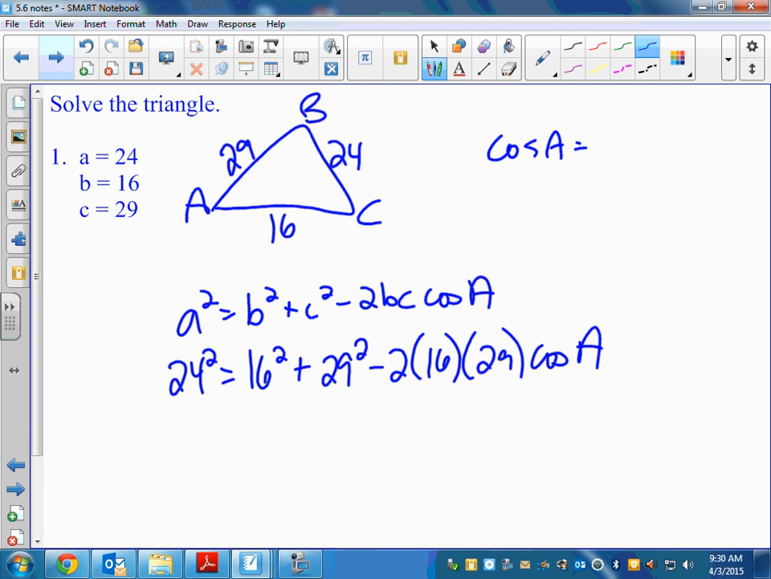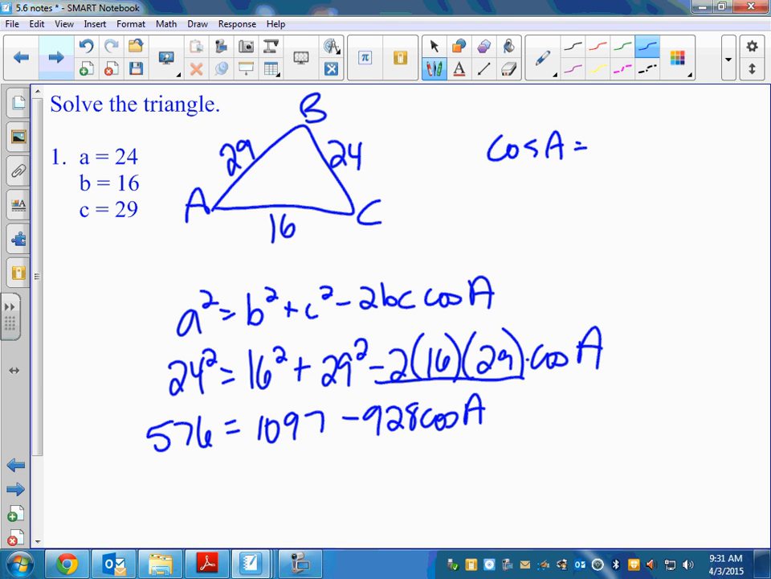So be careful with your math here, okay? This is multiplied by cosine of A, which means you can't just type this plus this minus all this on your calculator. I tend to just not show what we're drawing out here. 576 equals 16 squared plus 29 squared, which is 1097. And then 2 times 16 times 29 is minus 928 cosine of A.